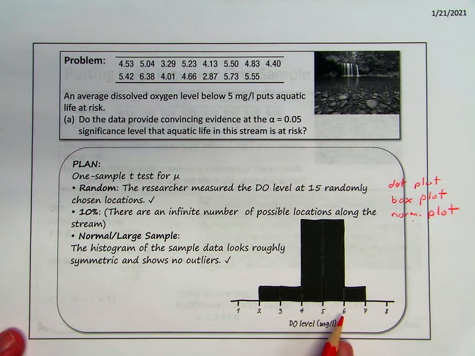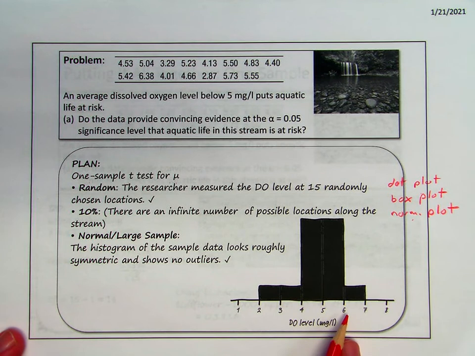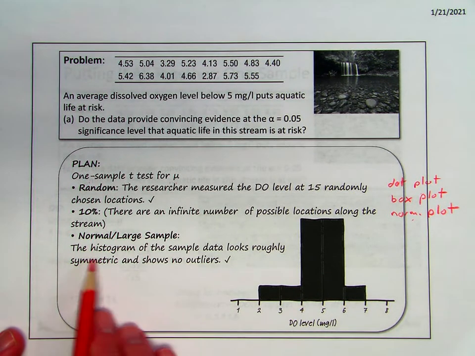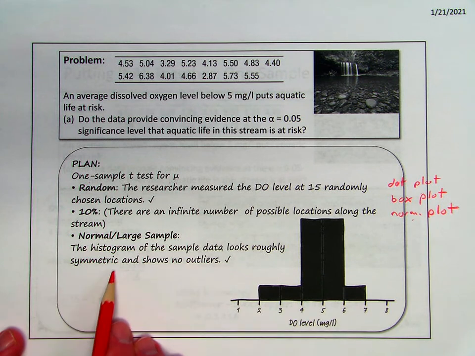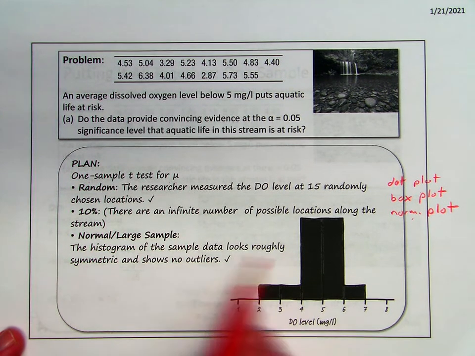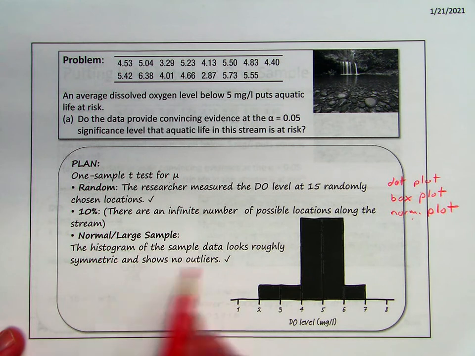The key thing here is that we do not want outliers and we do not want extreme skewness. Those are the things that need to be addressed with this check. So the histogram of the sample data looks roughly symmetric. That's the equivalent of saying we don't have extreme skewness, and it shows no outliers.